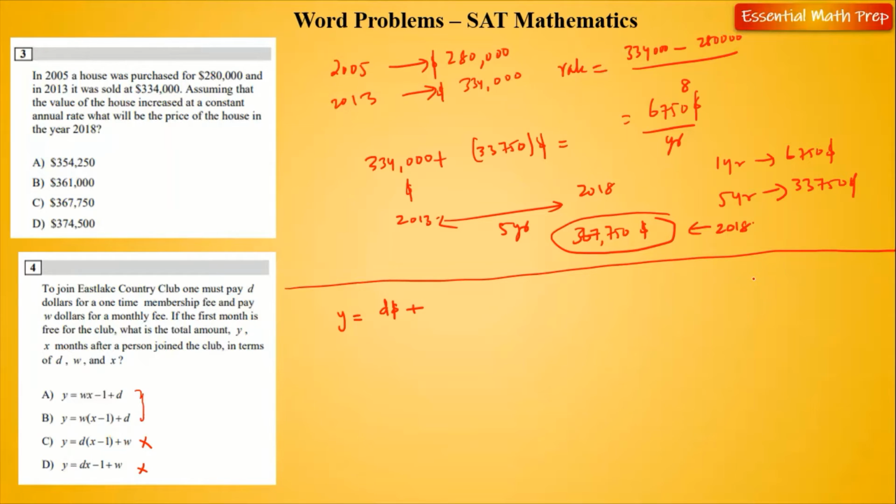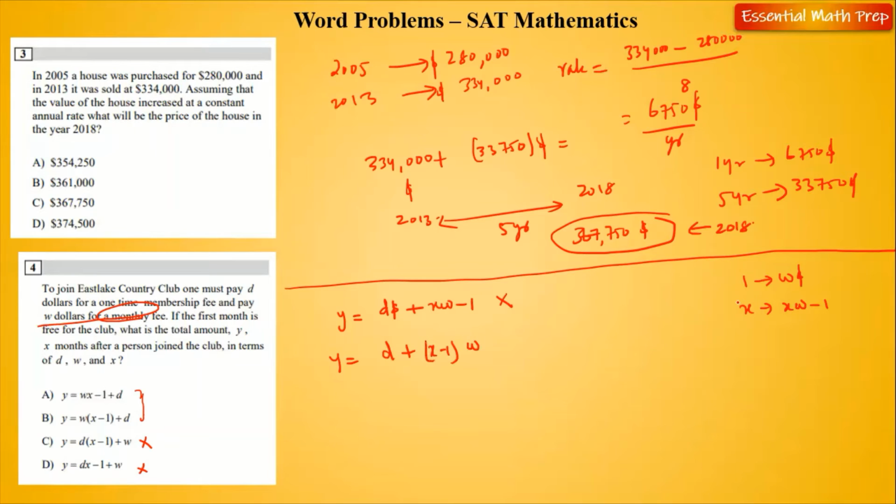For 1 month, the cost is W dollars. That means for X months, it's XW. So you'd be tempted to think XW. And the question says the first month is free, right? So you might be tempted to do XW minus 1, and say XW minus 1 as an answer. That is incorrect. The correct answer, hence, is D plus (X minus 1) times W.